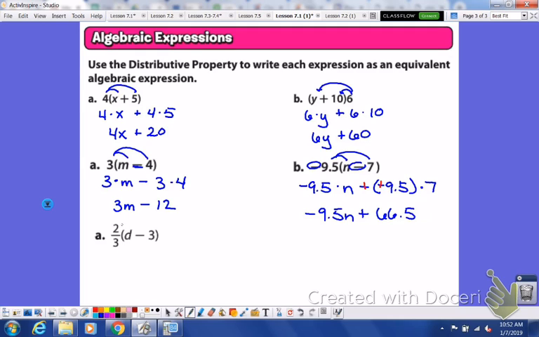And last one, working with a fraction. 2/3 times d minus 3. If we distribute, we have 2/3 times d minus, oops, I went ahead of myself there, 2/3 times 3. So 2/3 times d just gives us 2/3 d, minus 2/3 times 3 is 2. Can't combine them because of that d again. Alright, there is your first lesson.